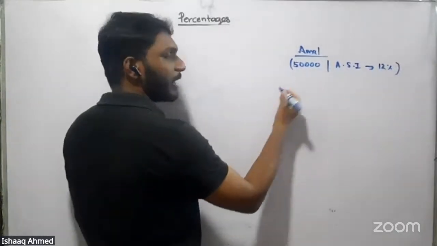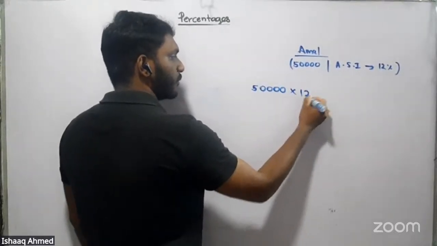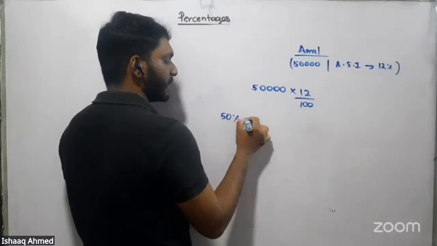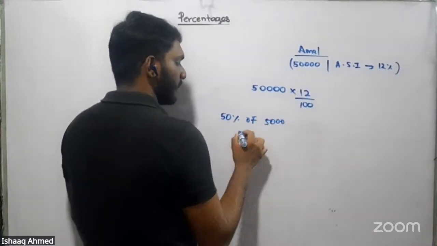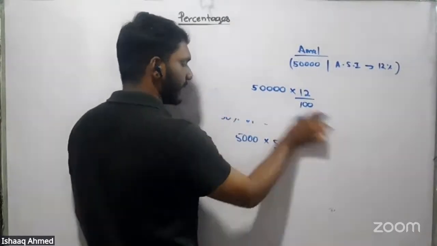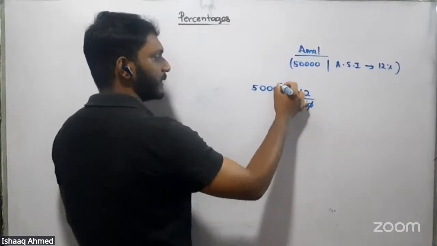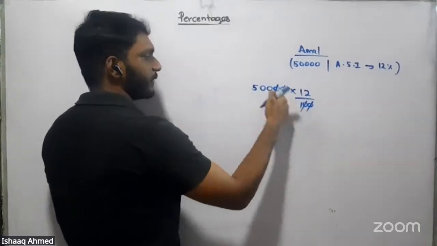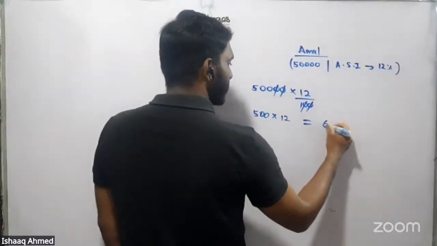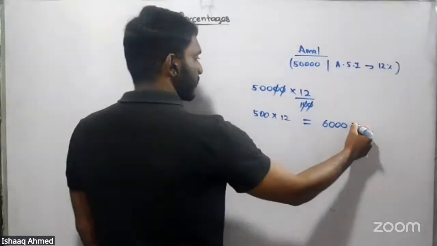That means first let's calculate how much is 12% of 50,000. So 50,000 into 12 over 100. This is how you calculate percentage of something. So what is 50% of 5,000? That is 5,000 into 50 over 100. We can cut and chop. So 50,000 into 12 over 100 means you can cut this 0, this 0, this 0. So you'll end up with 500 into 12. That is 6,000.